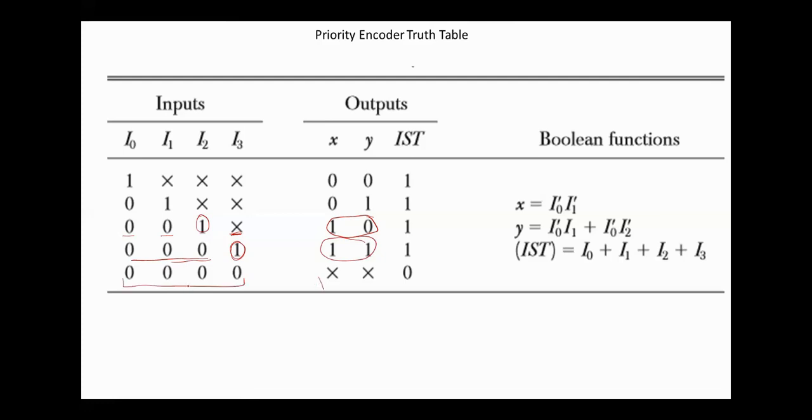If all the inputs are zeros, then the third output is 0. You can note that the third output is 1 if any of the devices has requested a service, that is, is in the one state. If we have any of the inputs in the one state, then this output is 1. Otherwise, it is 0. From the truth table, it's easy to obtain the logical expressions for the outputs X, Y, and IST.